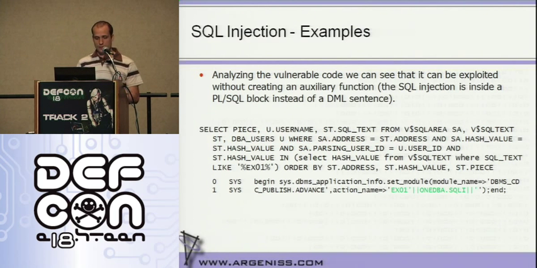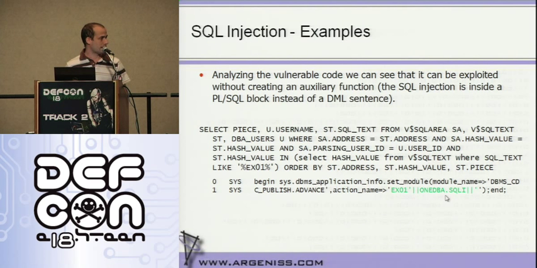Well, this is a further analysis of the SQL injection vulnerability that we just saw, to see if we can exploit it without the need of an auxiliary function. We don't have too much time to go into detail, but here I select from the $SQL text table to see which SQL statements have been executed from the SGA, the Oracle memory. So I see where exactly the vulnerability is.